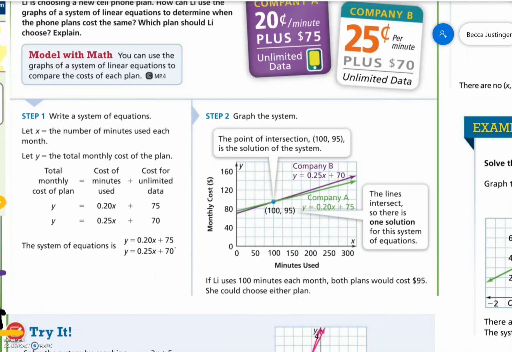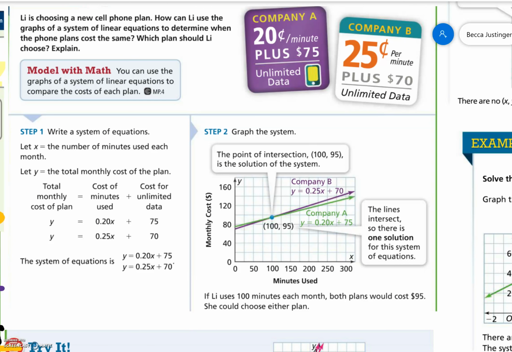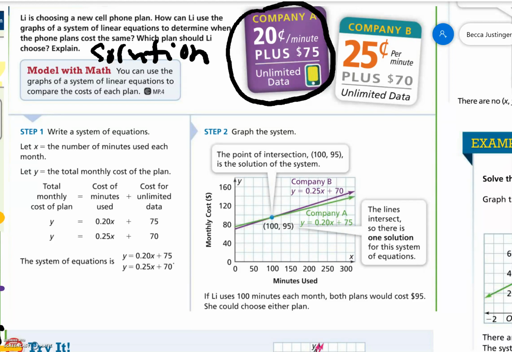Lee is choosing a new cell phone plan. How can Lee use the graphs of a system of linear equations to determine when the phone plan costs the same? Which plan should Lee choose? So it costs the same at the solution. The solution is where they intersect. So first we need to write the equation. So company A says it's 20 cents per minute. So that's going to be our slope plus $75 for unlimited data. Then company B says 25 cents per minute plus $70 for unlimited data.